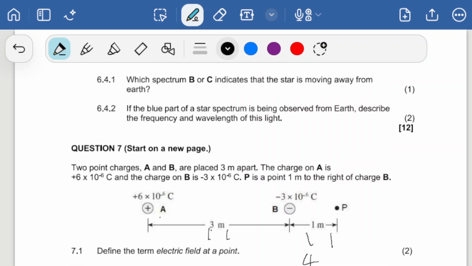Now 7.3. A proton is now placed at point P. So point P is no longer just a point; now there's a proton there. A proton has a charge and it has mass, so that's why they're mentioning it. Calculate the magnitude of the initial acceleration of the proton if the mass of the proton is this. Number one, a proton and an electron have the same charge, just different in sign.